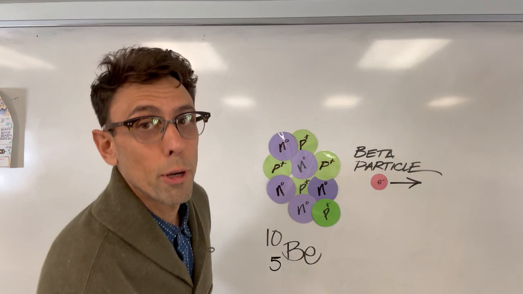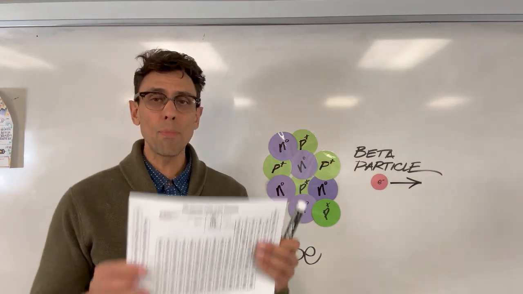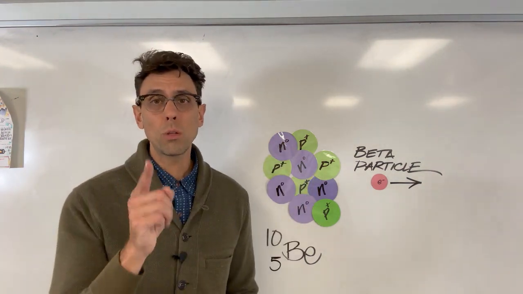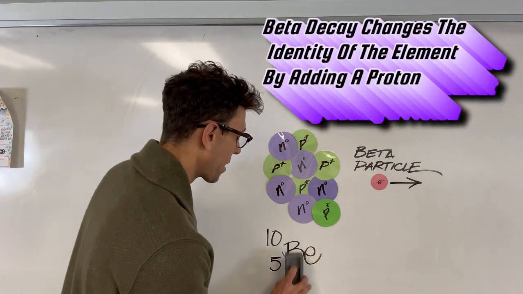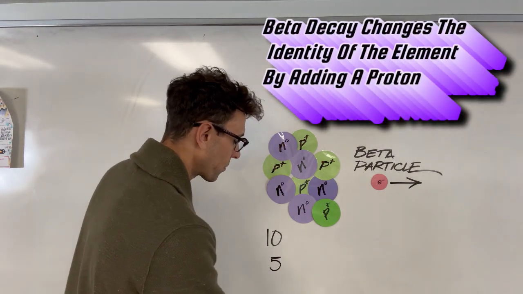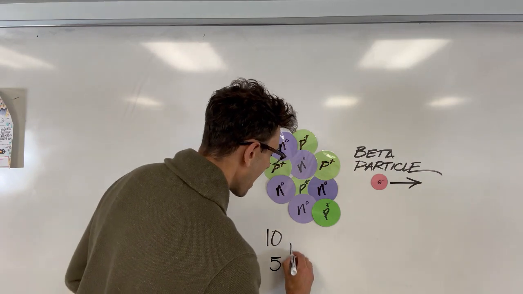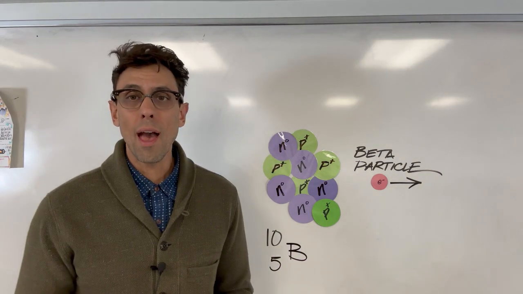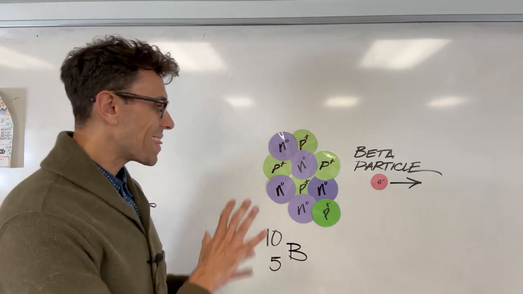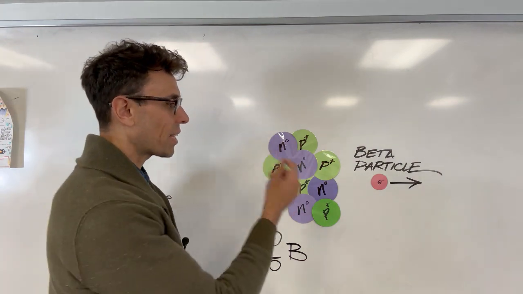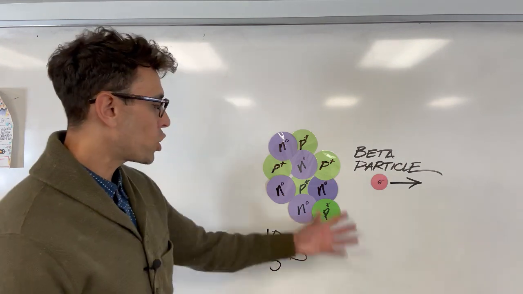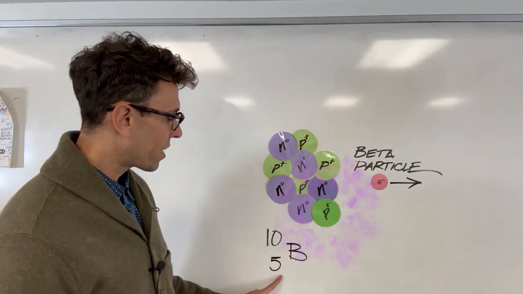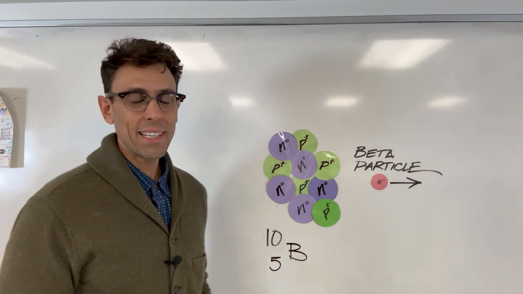And we know from understanding the basics of chemistry that when you change the atomic number, you change the element's identity. So I'm going to have to now switch this from being a beryllium atom to, that's right, a boron atom, element B. So in the beta decay process, we have an electron that's going to be shot out. We call it a beta particle. And we have a new proton, which changes the atomic number and the identity of the element.